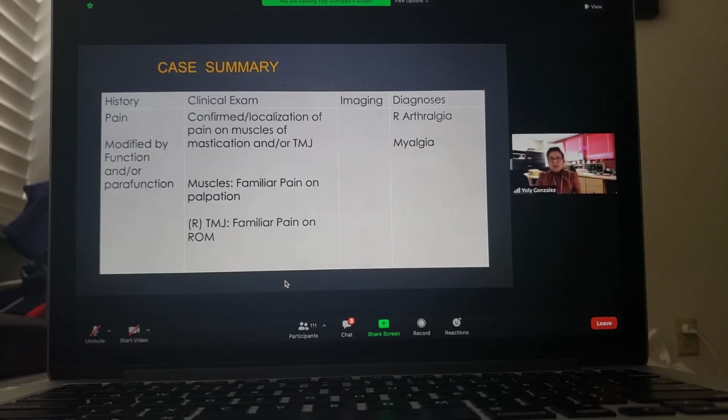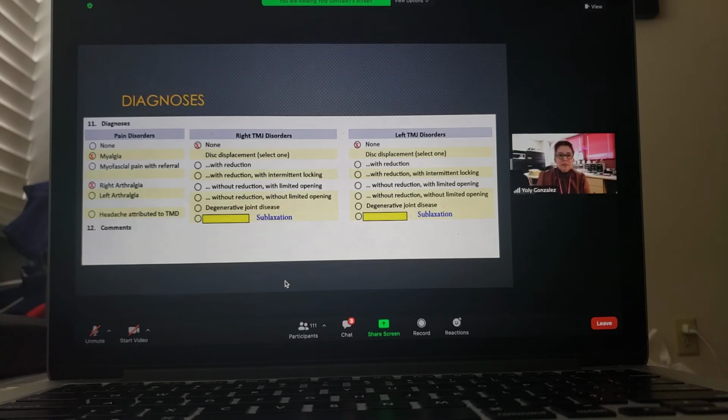And then the next page. This is the last part of your examination form where you can mark myalgia, prior arthralgia, and we haven't discussed intra-articular disorders. That's why this particular case says none. So this is probably one of the simplest cases that you can have and something very similar will probably be in your examination.